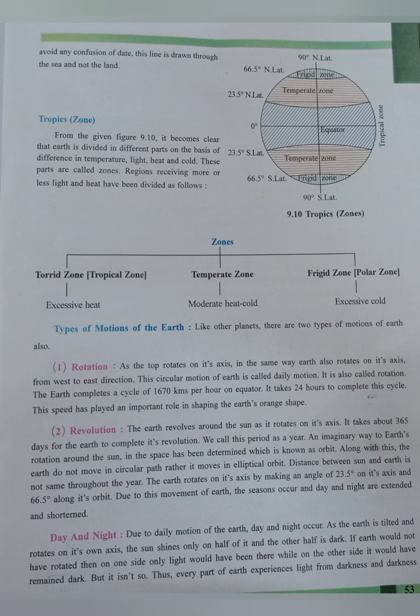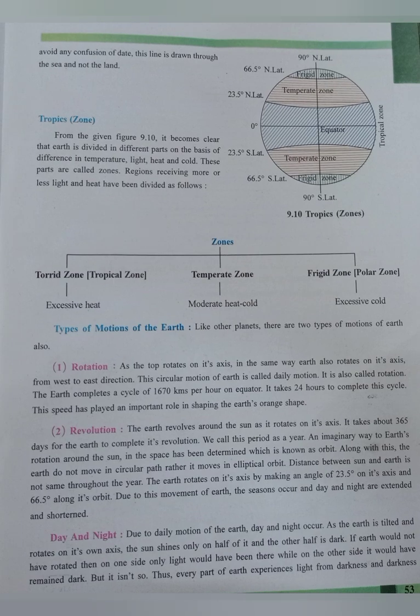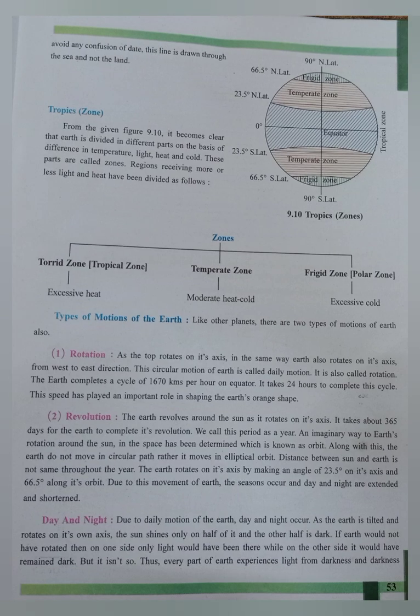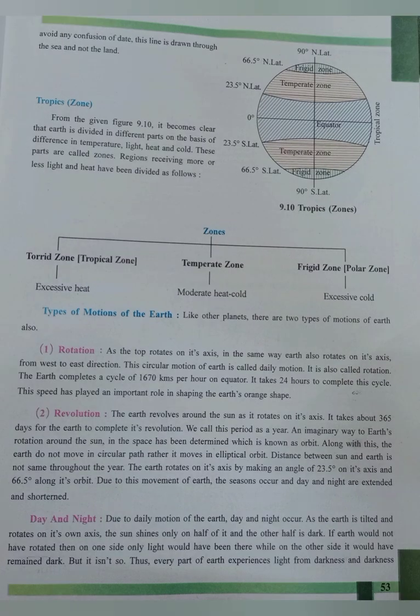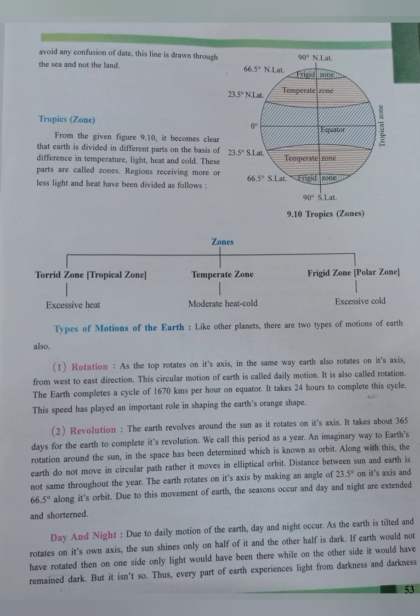Students, on the basis of temperature, light and heat or cold received during a year by the areas between latitudes on the earth, they can be divided into three divisions which are as follows. Torrid or tropical zone. The area between 23.5 degree north latitude to 23.5 degree south latitude is known as torrid zone. In this zone, sun rays fall vertically or directly throughout the year. So there is excess of light and heat in this zone round the year.